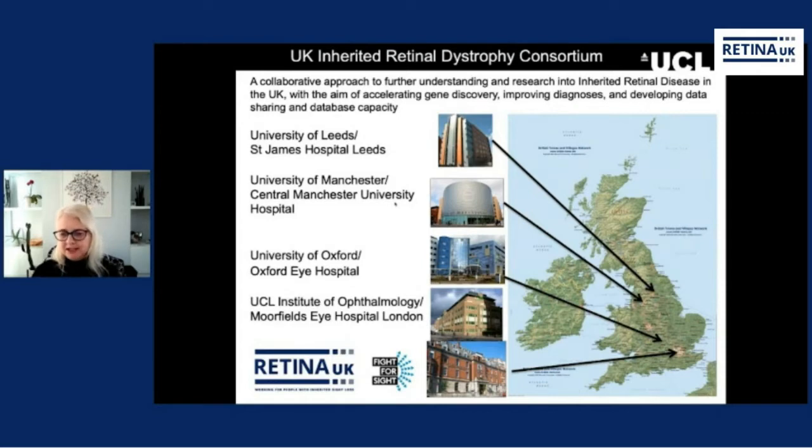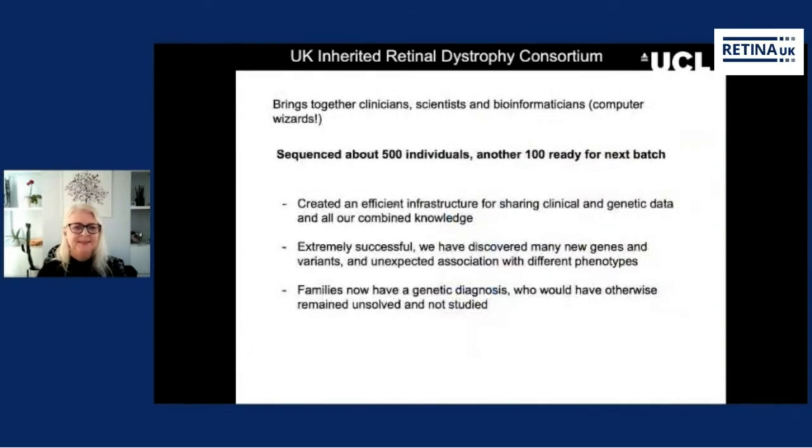And this was established initially through 4 centres in the UK: the University of Leeds, led by Chris Inglehearn, the University of Manchester, led by Graham Black, and the University of Oxford, led by Susie Downes, and of course our grouping at UCL Institute of Ophthalmology and Moorfields Eye Hospital. And this has just been an absolutely wonderful experience, bringing people together and making really significant discoveries.